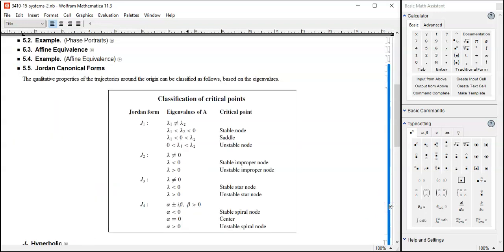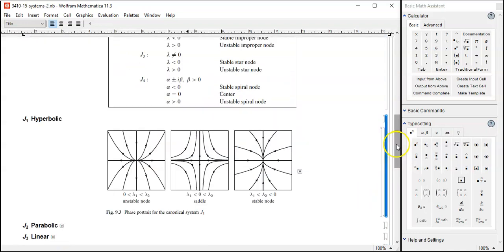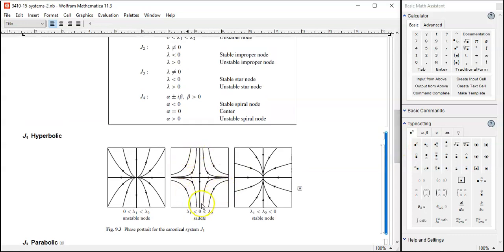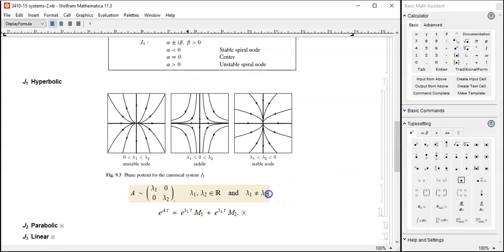We discussed Jordan canonical forms, and I think we completed discussing J1, but let's do it over. J1 is called the hyperbolic case, and that's inspired by the second case, which our textbook author called saddle. When do we have that? That's when we have two different eigenvalues, and the matrix is similar to lambda 1, 0, 0, lambda 2, like this.